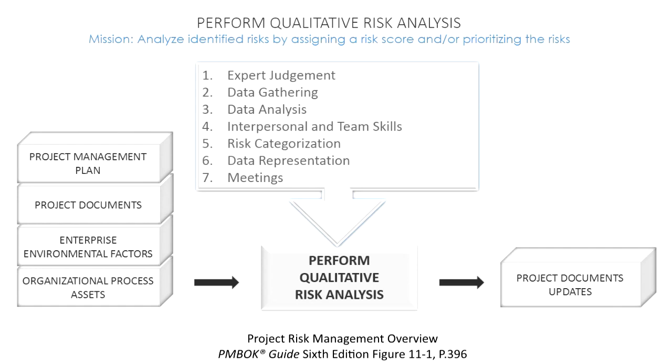Tool and technique here. Now we have a very strange output from this process because there's only one output, and it looks like one we've seen a million times. It's project documents updates. So let me ask you, can you guess which project document should be the first thing to mention here? I'm waiting. Hello? Did you get it? The risk register.